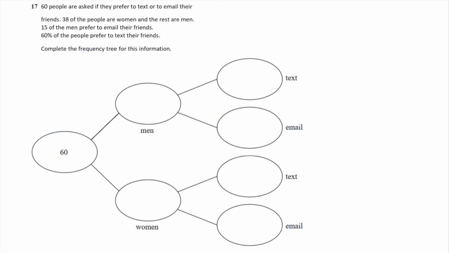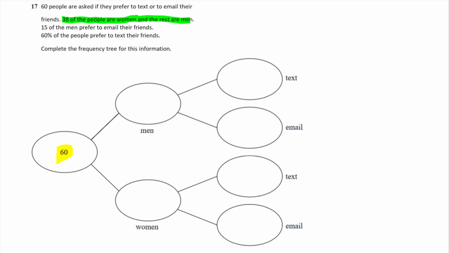Question 17. 60 people are asked if they prefer to text or email their friends. 38 of the people are women and the rest are men. 15 of the men prefer to email their friends. 60% of the people prefer to text their friends. Complete the frequency tree for this information. Okay. So you can see we've got 60 here, and then the first division is into men and women. And do we know anything about that? 38 of the people are women, okay, and the rest are men. So that we can fill this in then.